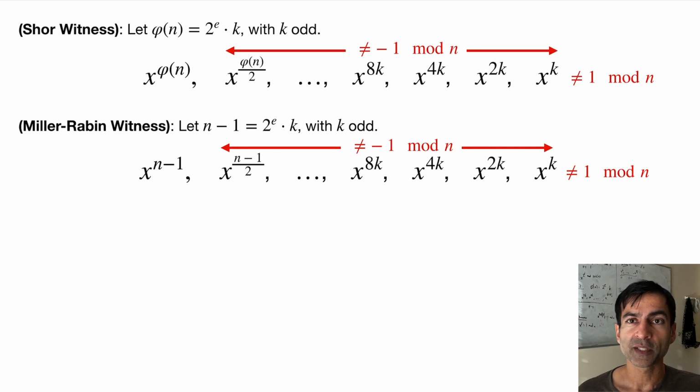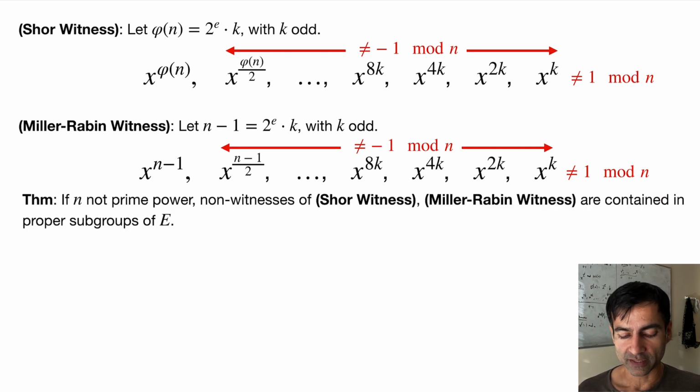But the concept of a Miller-Rabin witness is quite different. In particular, although a Shor witness leads to a factor of n, we don't know how to use a Miller-Rabin witness to find a factor of n. On the other hand, we can actually check a Miller-Rabin witness efficiently because we can compute n minus 1. So we can check just with a classical computer that x is a Miller-Rabin witness. So that's the power of the Miller-Rabin witness.